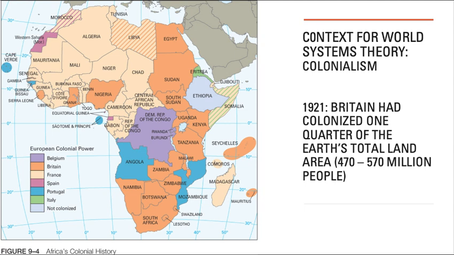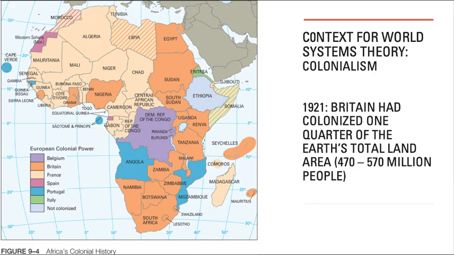By 1921, the British Empire was trying to rule a population of between 470 and 570 million people, which at the time was 1/4 of the world's population. And these empires covered about 37 million square kilometers of the earth, which is almost 1/4 of the Earth's total land area.